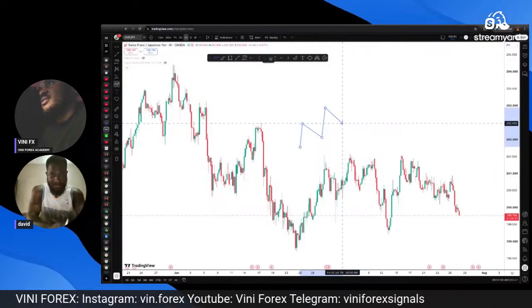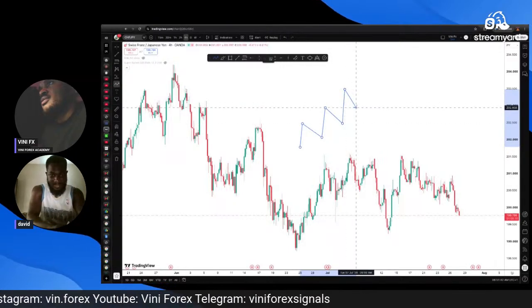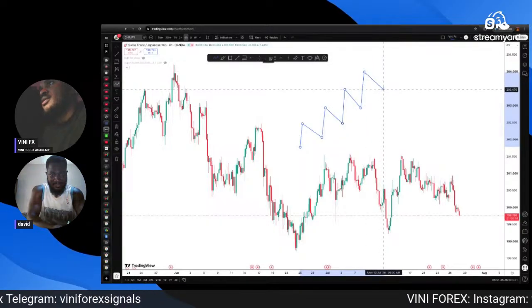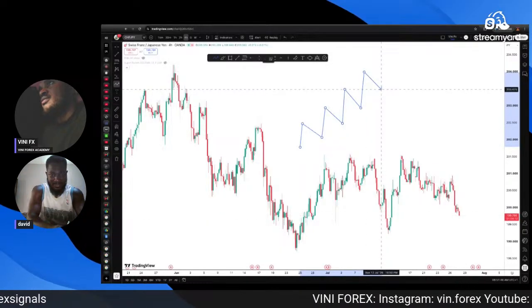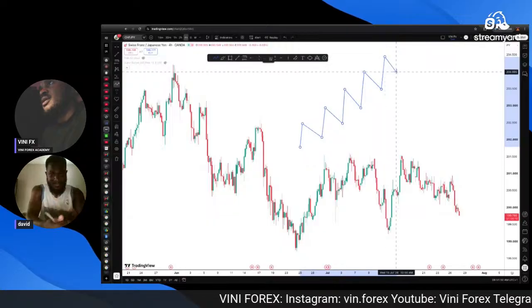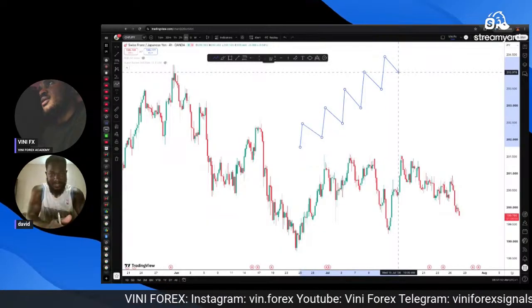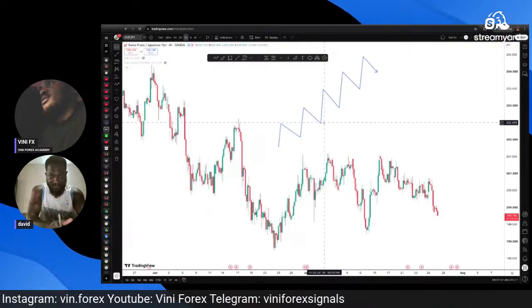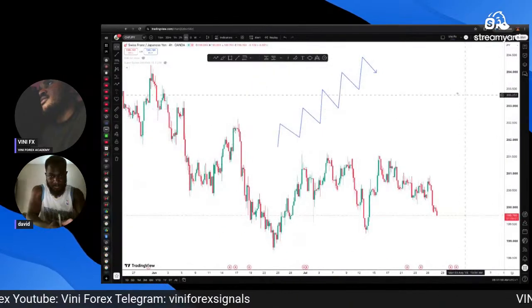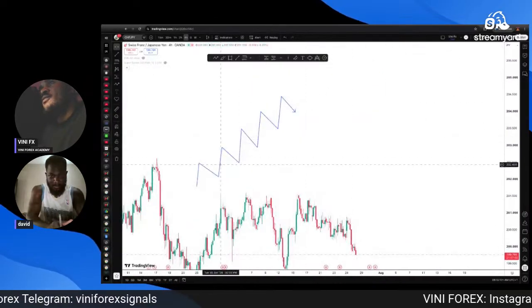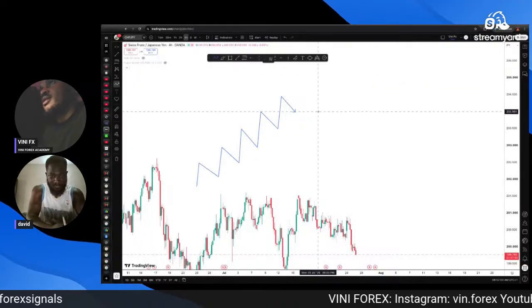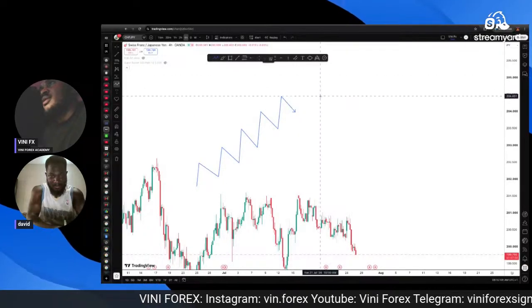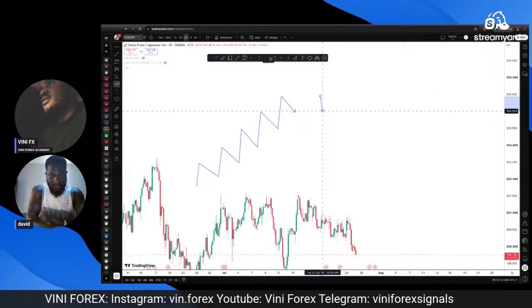This is a higher high. This is a higher low. This is a higher high. This is a higher low. This is a higher high. So I told you that this is how an uptrend looks like. And in that same way, this is how a downtrend kind of looks like.